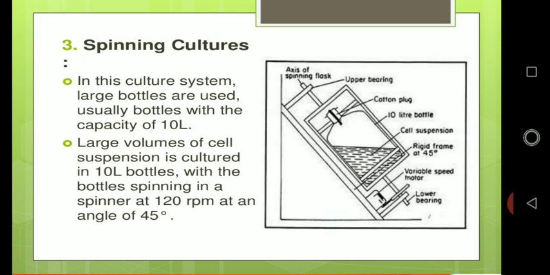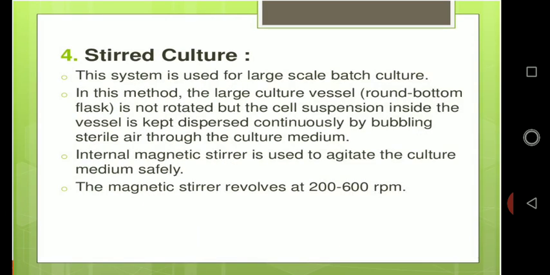Now this bottle is mounted on a special rotating device which rotates at 120 rpm. This is a large bottle which is mounted at a 45 degree angle. You can look into the diagram. And then it is rotated at 120 rpm at the angle of 45 degrees. So this is a spinning culture. It is generally used for large scale.